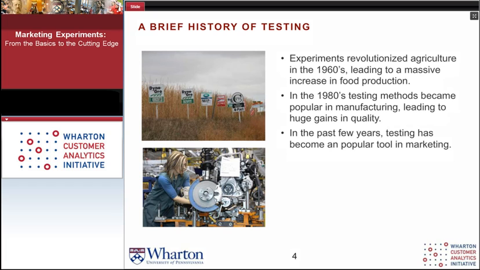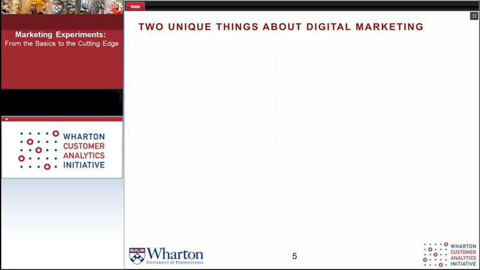Some of you may be wondering why testing in marketing now. The answer actually has to do with digital marketing. A lot of the testing that's happening in marketing is happening in the digital space. And there are really 2 special things about digital marketing that are driving experimentation.